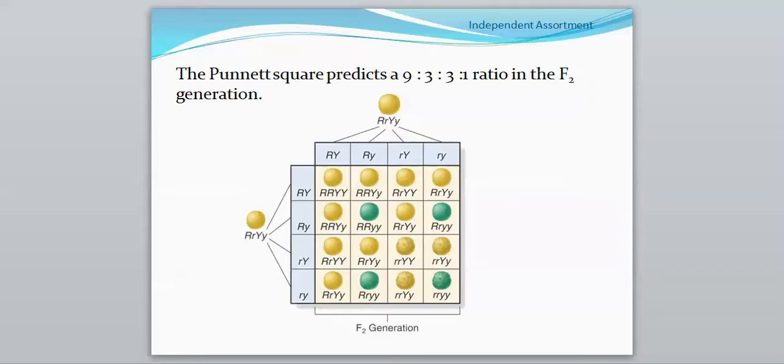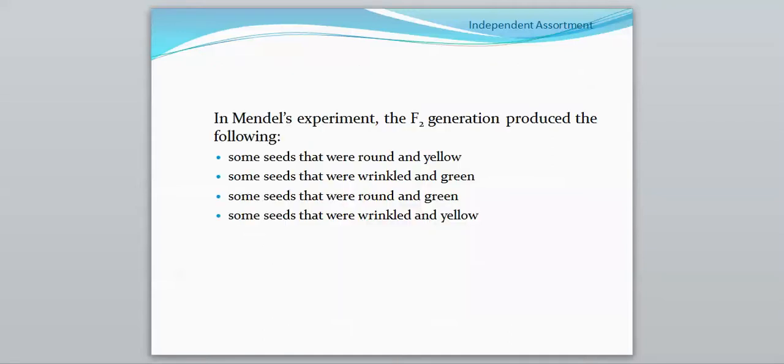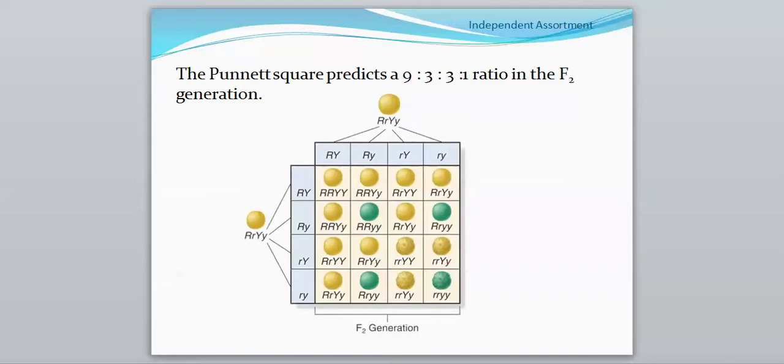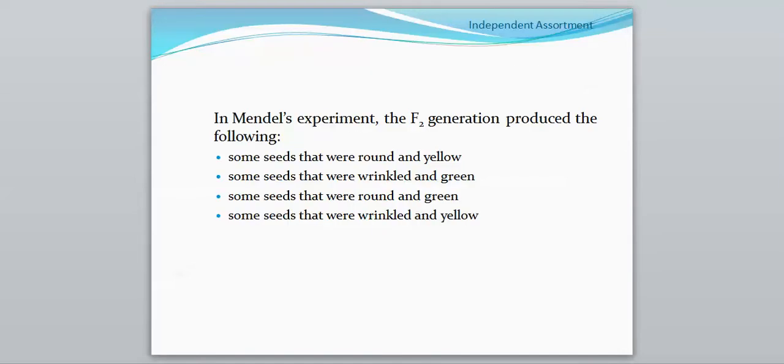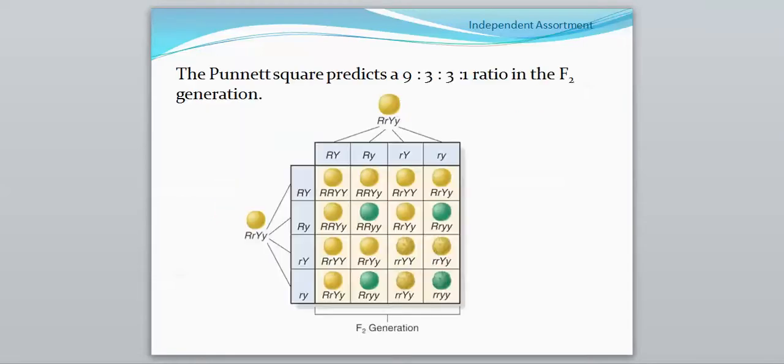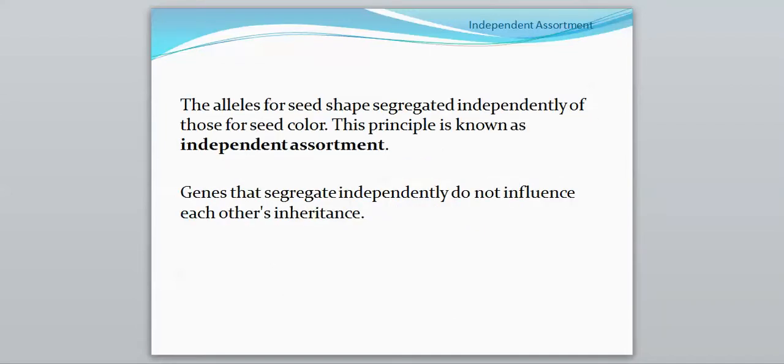So you can see here that we have a lot of variation that's going to show up in this cross. And so Mendel, after looking at this Punnett square, had some seeds that were round and yellow, some seeds that were wrinkled and green, some seeds that were round and green, and some seeds that were wrinkled and yellow. And as you can see, that's exactly what he predicted would happen inside his Punnett square. And so therefore, these alleles for seed shape segregated independently of those for seed color. And this principle is known as independent assortment.